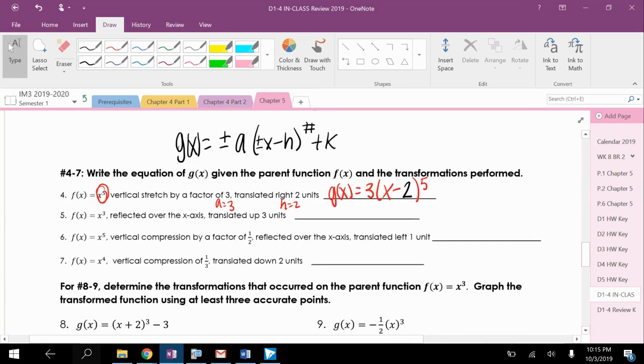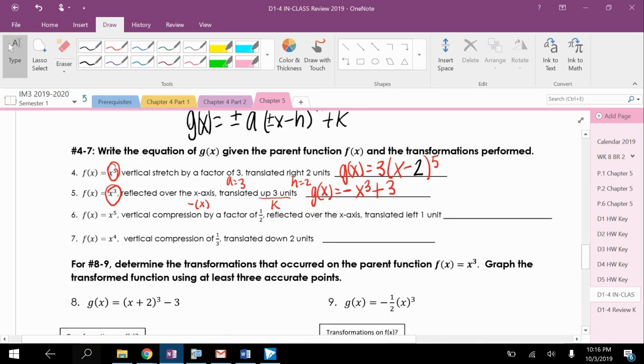Let's do it again. Reflected over the x-axis tells us that there's going to be a negative right next to the equal sign. So when I do this, g of x, the negative is going to be right there next to it. And then up 3 units is going to be your k value. So I don't have an h, I don't have an a, so I'm just going to write x to the power of 3 plus 3, because that's what we're moving up.